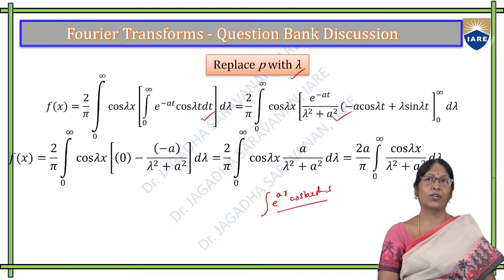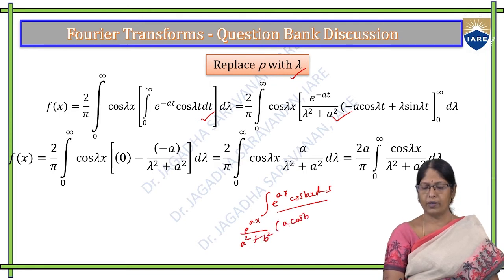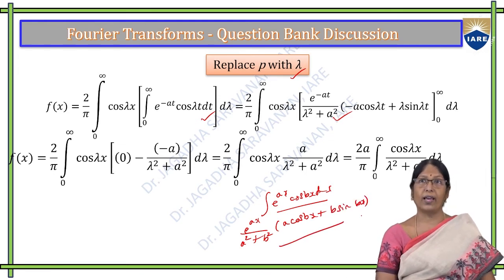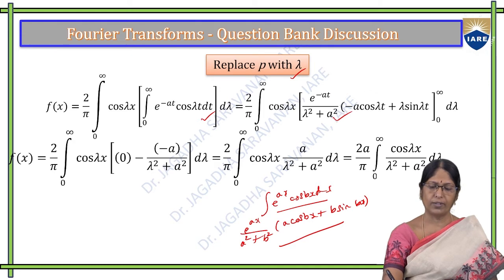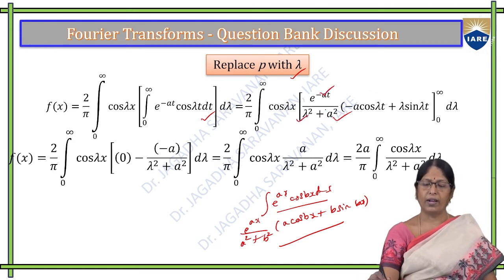What is playing the role of A in our equation? The formula is e power ax by a square plus b square, into a cos bx plus b sin bx. So in the formula, what are a and b? In our problem, what are a and b? Minus a and lambda. So we can see minus a and lambda are playing the roles correctly.